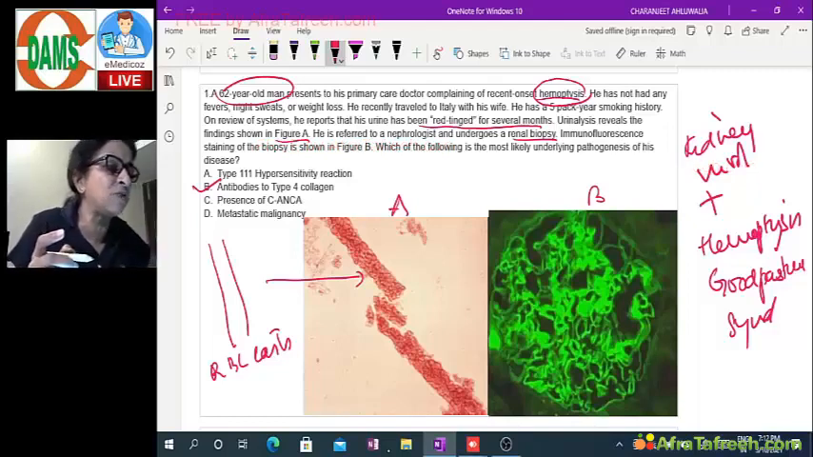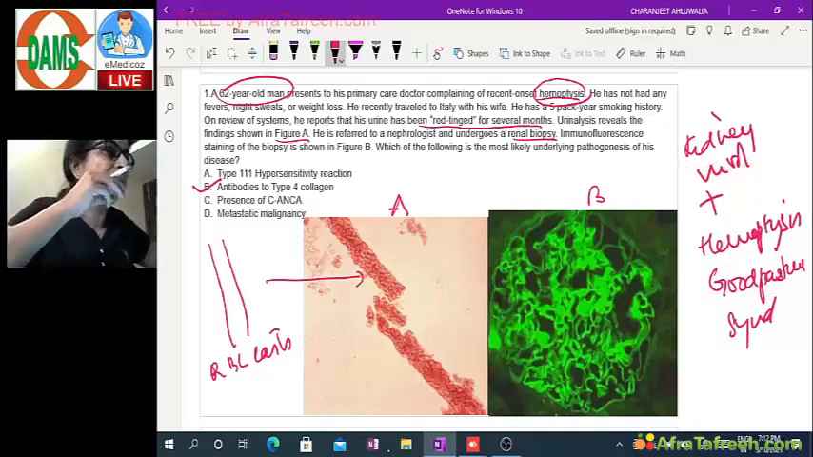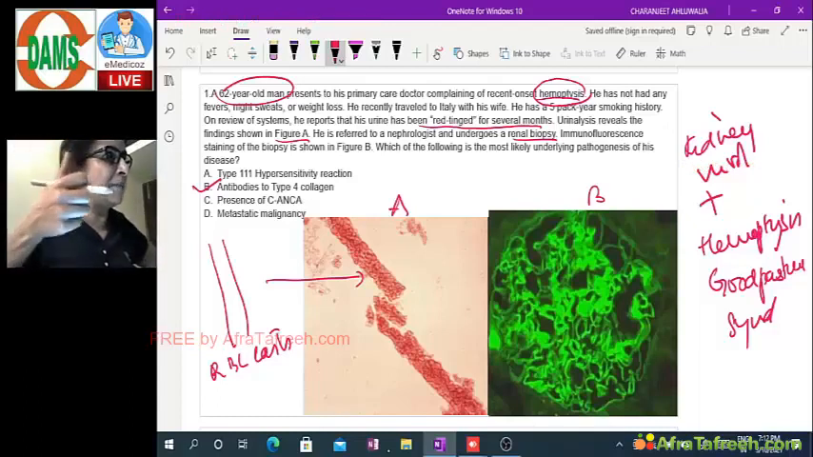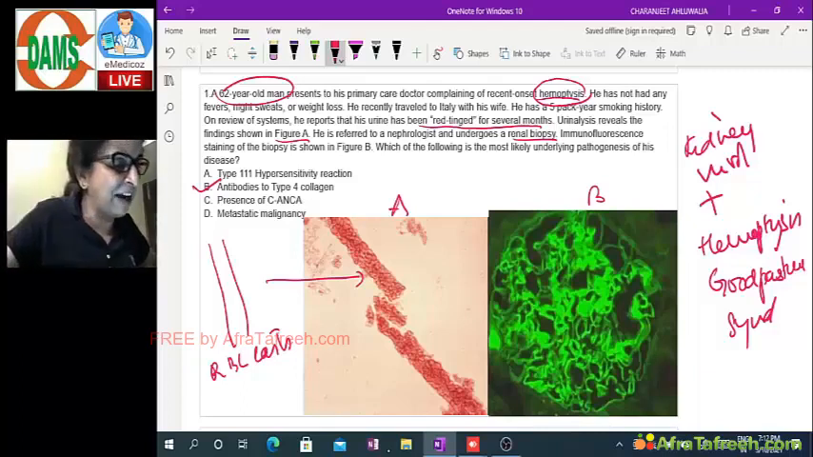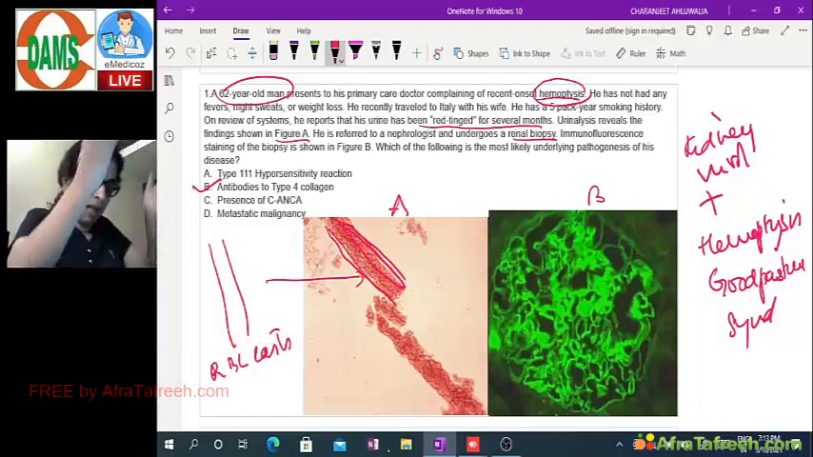Ujjwal did not give it. Yes, Ujjwal is fine. Parvinder also gave it. Okay. Now first, see what a cast is. Casts are always formed in the tubules. Casts are of different types. They can be RBC cast, they can be WBC cast, they can be dirty granular cast, they can be fat cast. Now remember, casts will always have parallel outlines.